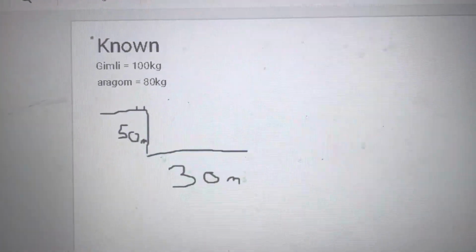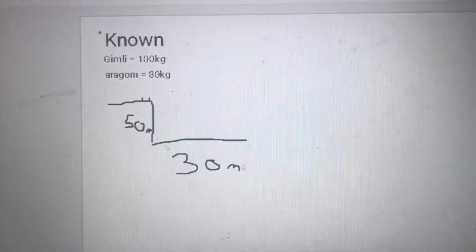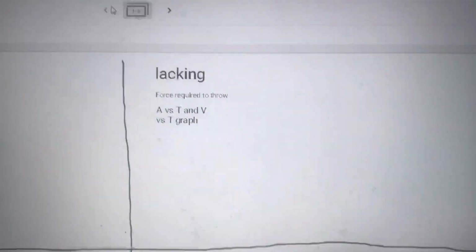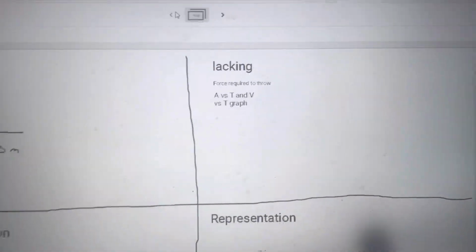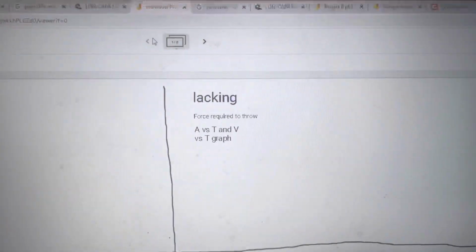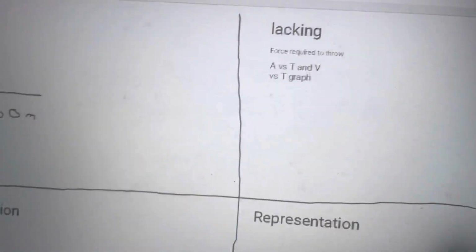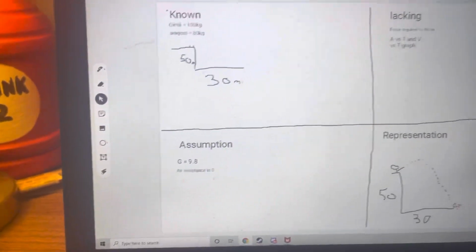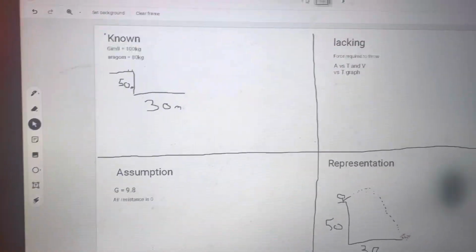I drew a little thing. We are given the masses of them, the distances that we have to cover. And then for what we're lacking, I just put all the things that we need to find, including the force required to throw the distance, as well as the acceleration versus time graph, as well as the velocity versus time graph. My only assumptions really were that gravity was going to be the same value on whatever planet they are as ours, as well as air resistance being 0.